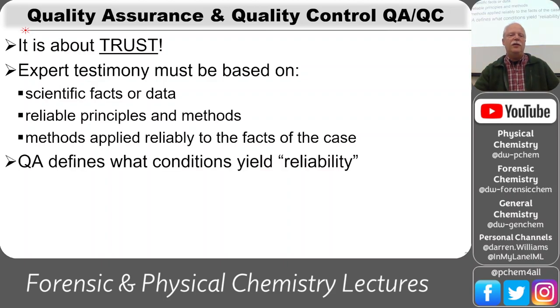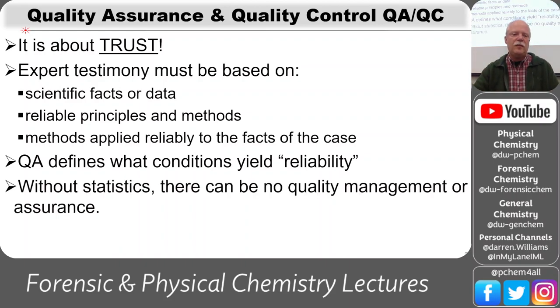And quality assurance, QA, defines what conditions will yield reliability. So those are things like having trained staff in the laboratory, having standard operating procedures that are published and well known and can be inspected by other agencies or other labs. And then without statistics, there can be no quality management or assurance. So the statistics down at the level of your data is the typical statistics you've already experienced, like standard deviation, finding the mean, and those kinds of things. So today we're going to focus on those statistical values that allow us to evaluate whether your data is precise, whether it's accurate, whether it's reliable.